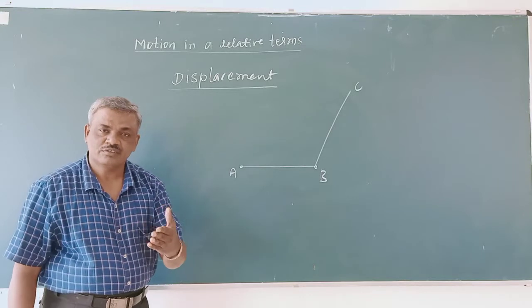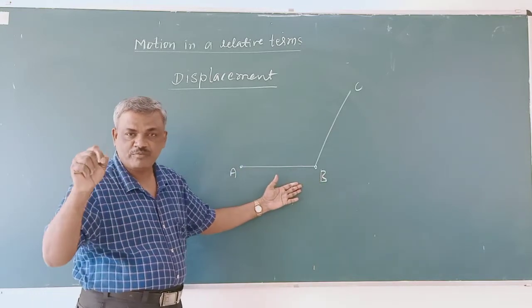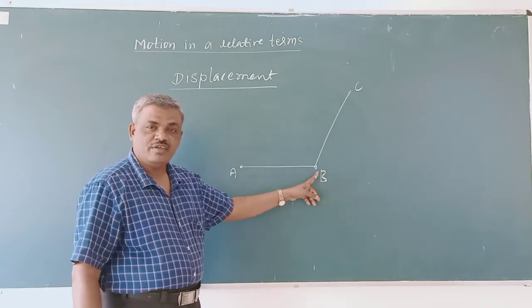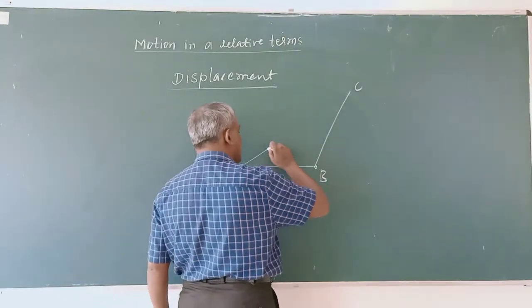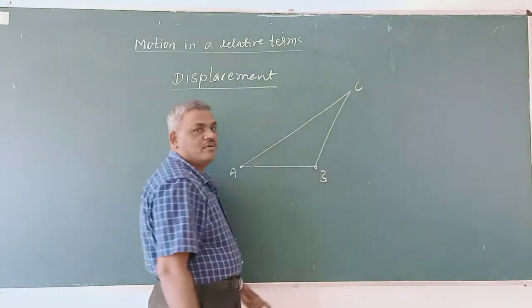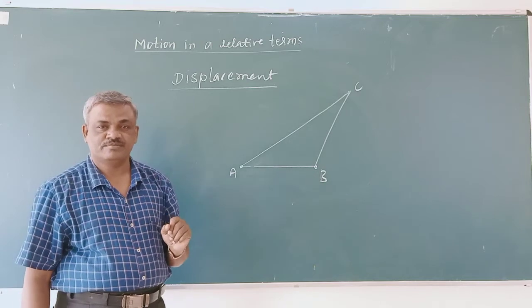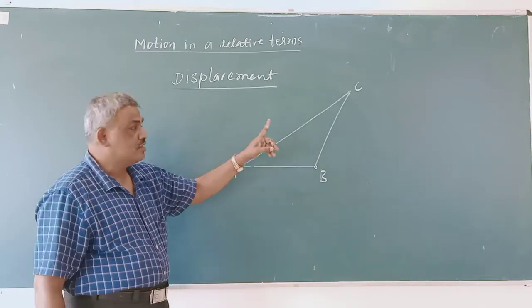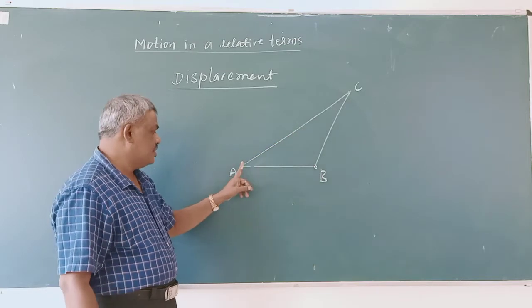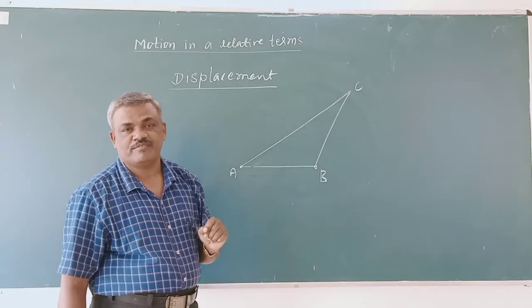So students, now you see that A to B. If a body moves from where to where? A to B, then B to C. Now join this line AC. Now AC represents displacement. So one more definition: displacement is the shortest distance between the initial and final position of the body.